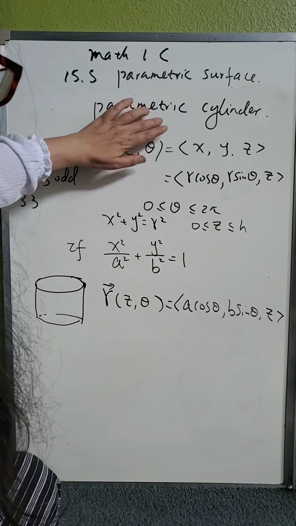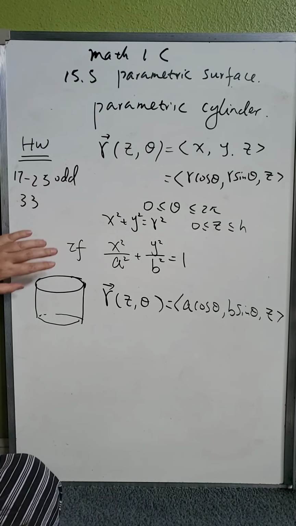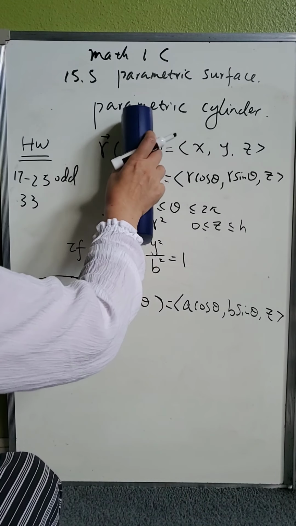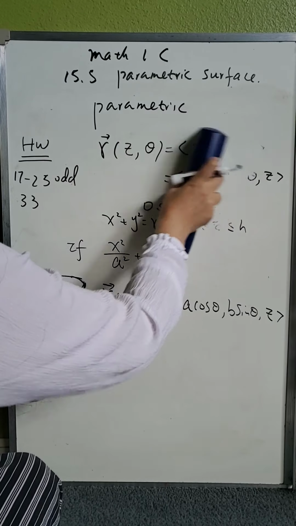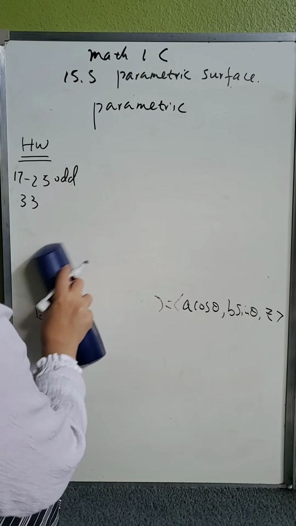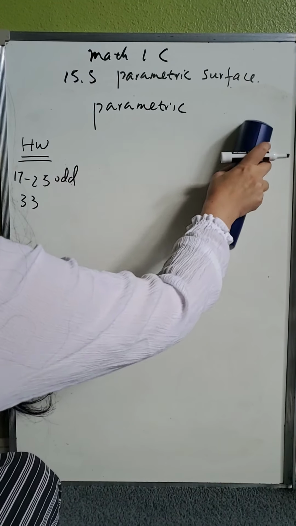So that's how to parameterize a cylinder surface, okay? Either the circle on the top and bottom, or it could be an ellipse on the top and bottom. So that's the first one. Second one, we learn how to parameterize a sphere or ellipsoid. It's also two situations: either it looks like a ball or it looks like an ellipsoid.